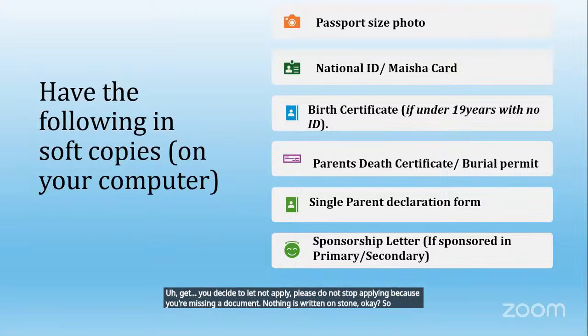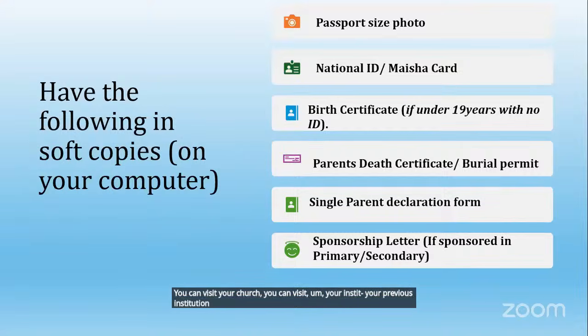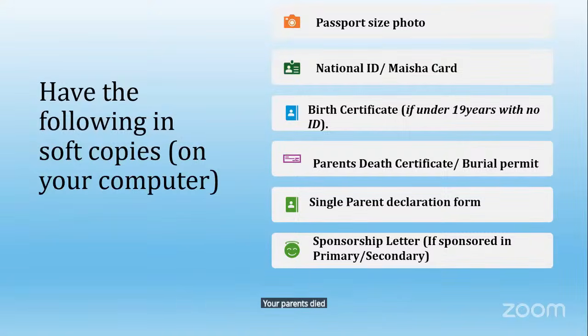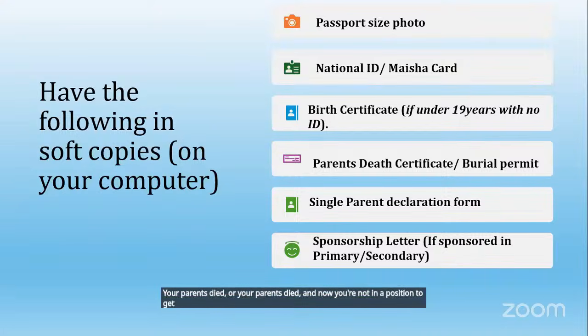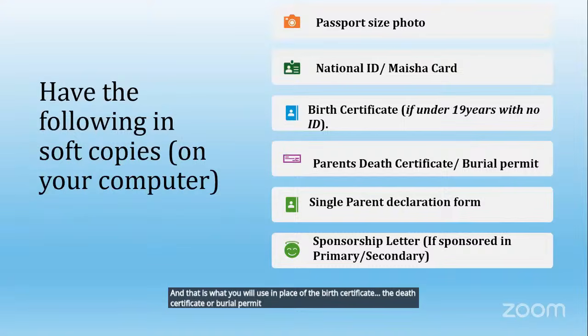Okay, so you can visit your area chief, you can visit your church, you can visit your previous institution, being your high school, so that they can write a letter indicating that actually your parent died or your parents died, and now you're not in a position to get the documents that we need, and that is what you will use in place of the birth certificate, the death certificate or burial permit of your parents.